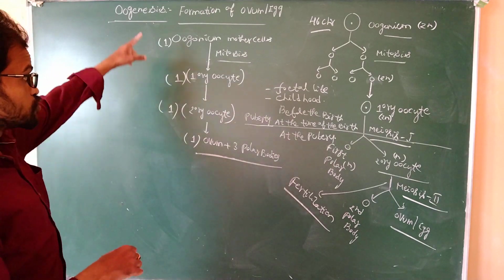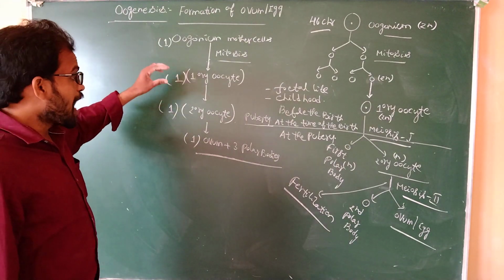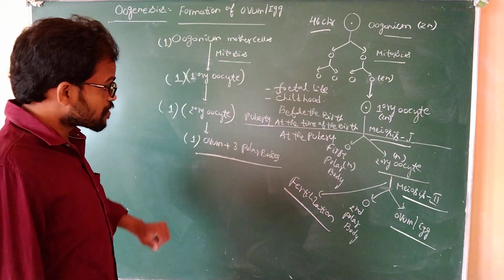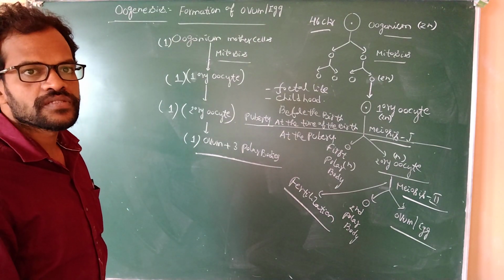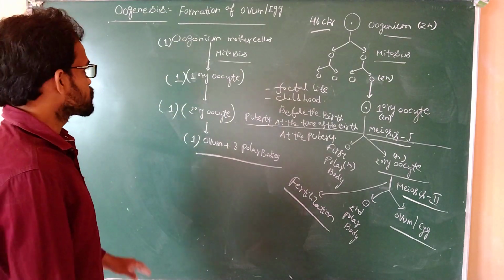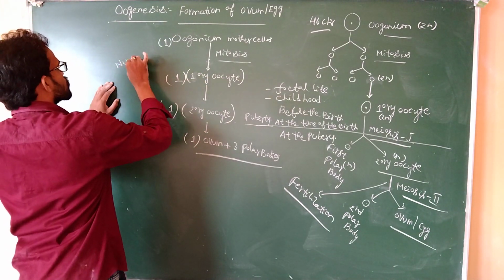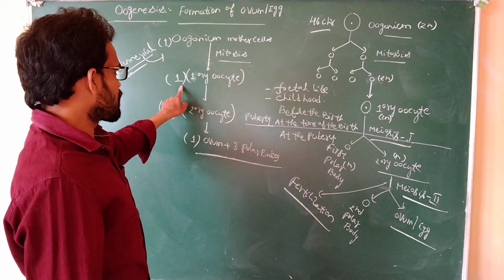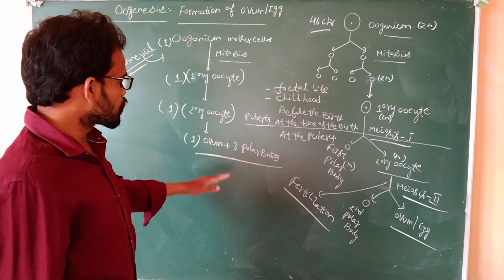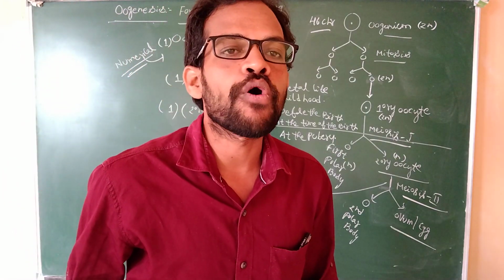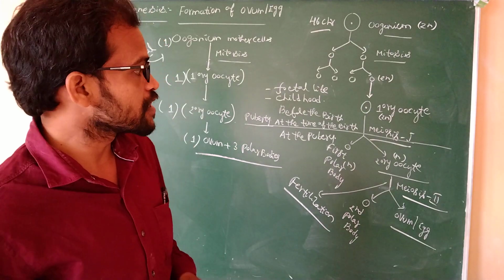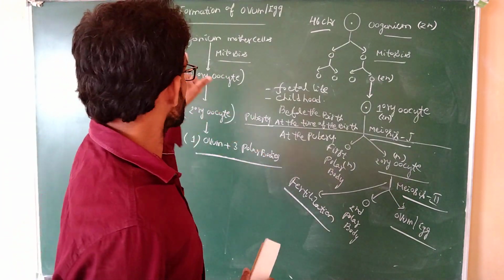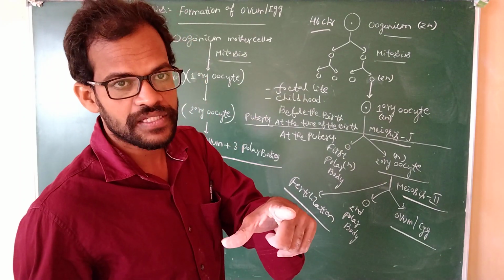One ovum, and it is useful for numericals. For example, 100 oogonia, how many ova are produced? 100 ova. For one oogonium, one primary oocyte and one secondary oocyte will produce one ovum or three polar bodies. That is the mechanism, which is not completed, so tomorrow we will discuss the continuation of the oogenesis process.